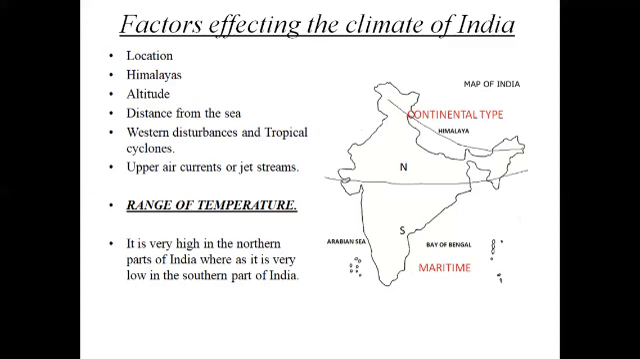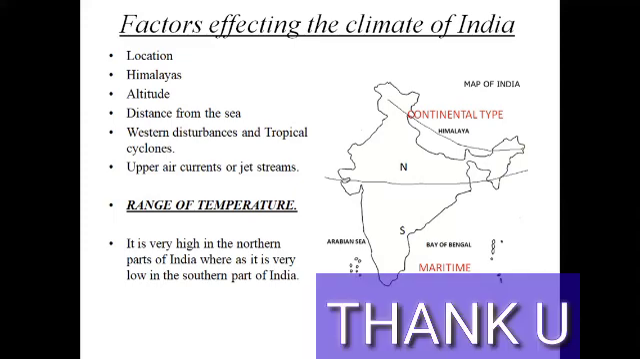Let me tell you through an example. Say, take two stations, Delhi, which is located in the northern part of India. Say in Delhi, the summer temperature is, for example, 40 degrees C, and the winter temperature is say 10 degrees C. What is the difference? 30 degrees. So this is the range of temperature.